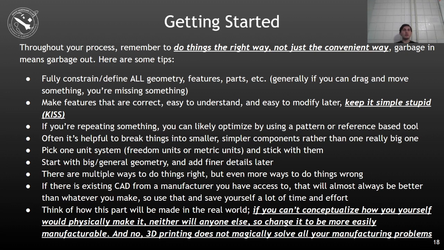Also, there are multiple ways to do things right. There are several different features and tools that will produce the exact same geometry, but there are also plenty of ways to do things wrong. As long as your geometry is fine, that's good. But one thing that can sometimes happen is people will have some feature, and then rather than just editing the feature, they go and add some additional feature to cut away at something or change the shape of something. It's like, no, just do it right the first time.